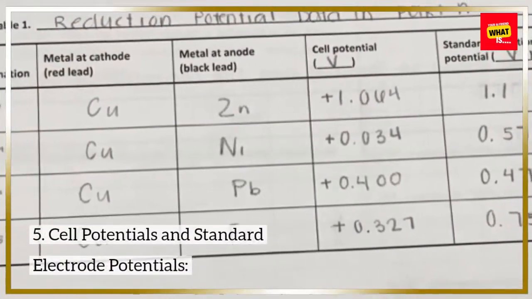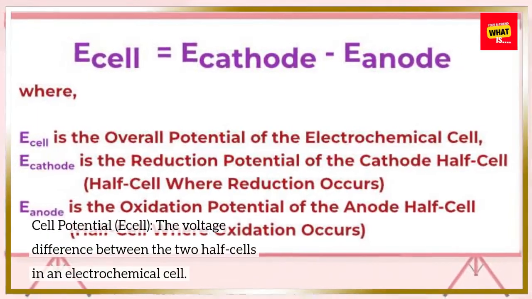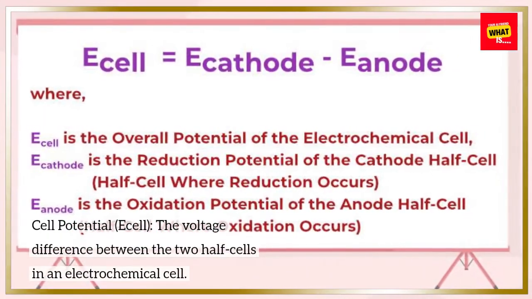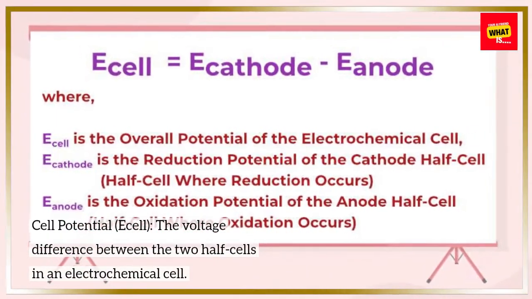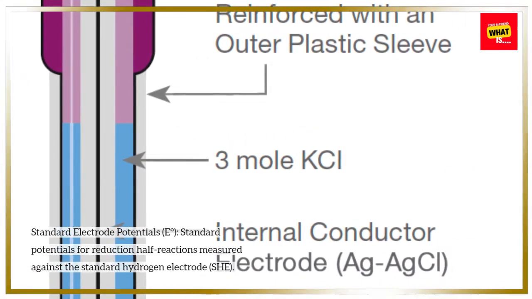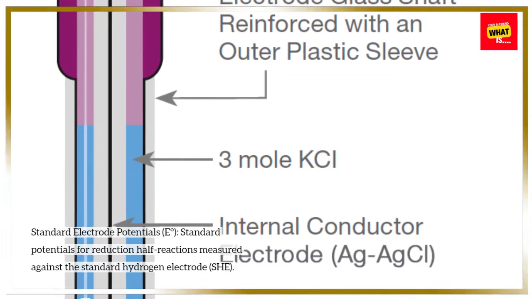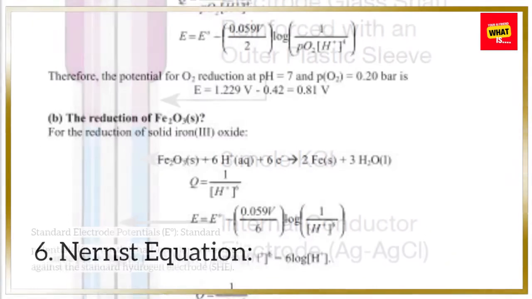5. Cell potentials and standard electrode potentials. Cell potential, E cell. The voltage difference between the two half cells in an electrochemical cell. Standard electrode potentials, E degree. Standard potentials for reduction half reactions measured against the standard hydrogen electrode, SHE.